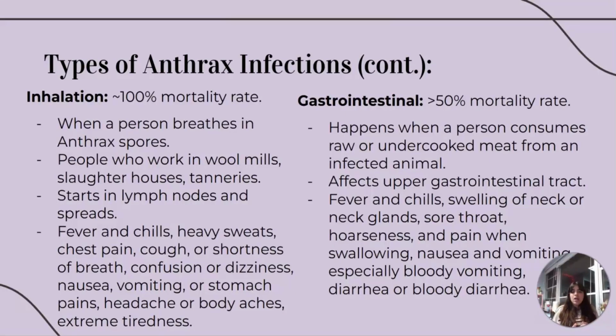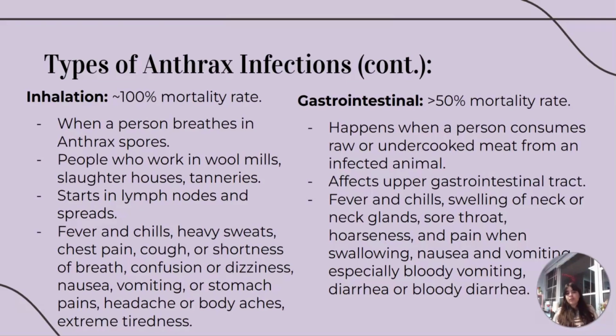So it happens a lot innocently to people who work in wool mills, slaughterhouses, and tanneries, again, when they're coming into contact with animal products or animals that have these spores on them, and they inhale them and they get inhalation anthrax. It starts in the lymph nodes and eventually it'll spread to your entire body. You get fevers, chills, heavy sweats, a lot of vomiting, stomach pains, headache, and if it's left untreated, you will get hemorrhagic meningitis, most likely, fluid buildup around your lungs, and it will cause death, most likely, if it's left untreated.